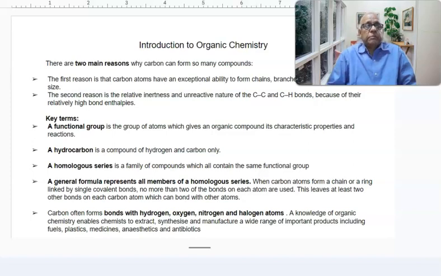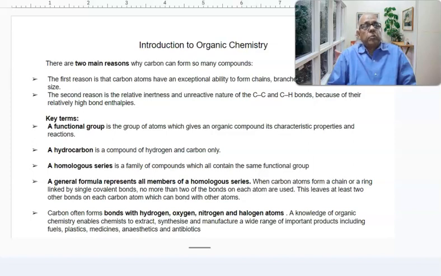The following terms are explained. A functional group is the group of atoms which gives an organic compound its characteristic properties and reactions. Hydrocarbons are compounds consisting of only hydrogen and carbon. A homologous series is a family of compounds containing the same functional group. A general formula represents a homologous series.